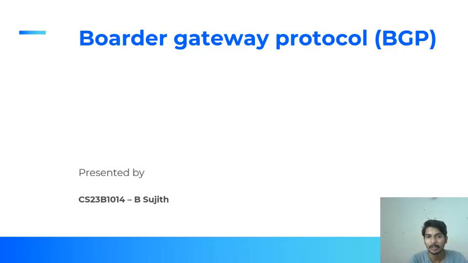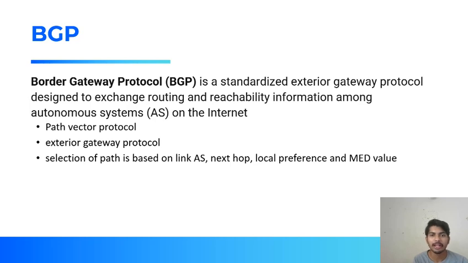Now I'm here to explain Border Gateway Protocol. Border Gateway Protocol is a standardized exterior gateway protocol designed to exchange routing and reachability information among autonomous systems on the internet. It is a path vector protocol and an exterior gateway protocol. The selection of path is based on the link autonomous system, next hop, local preference, and MED value.